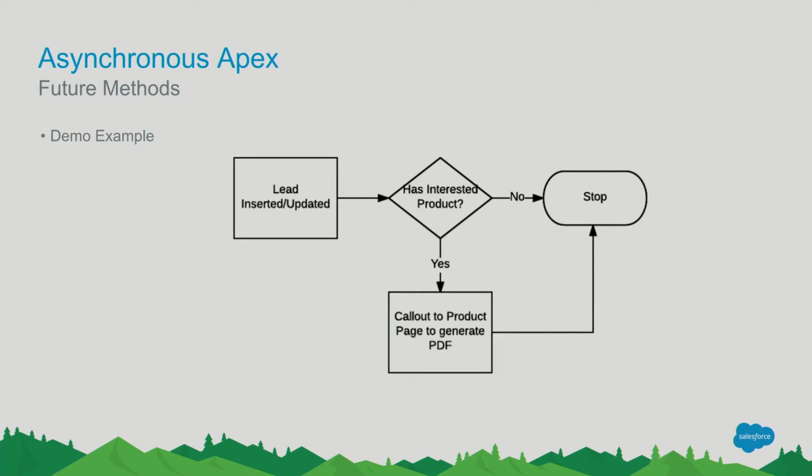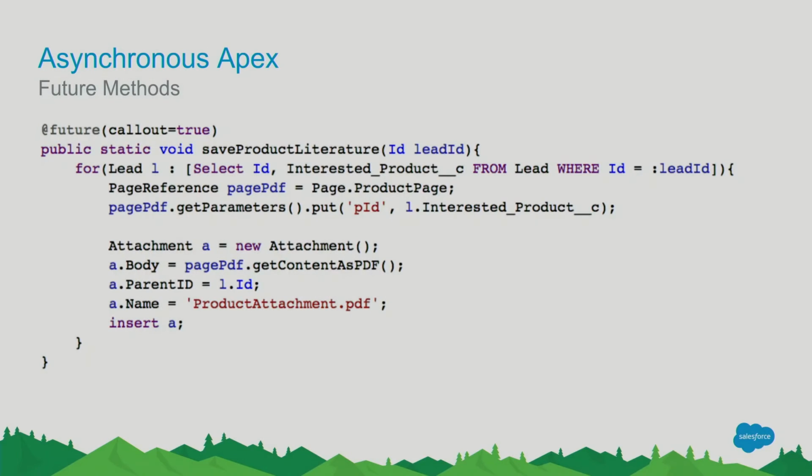So one thing with that is when you are in the trigger context, you're not going to be able to make a callout. You're going to throw an exception. So we have to throw that into a future context. So this is a real simple method. This is kind of what it would look like.